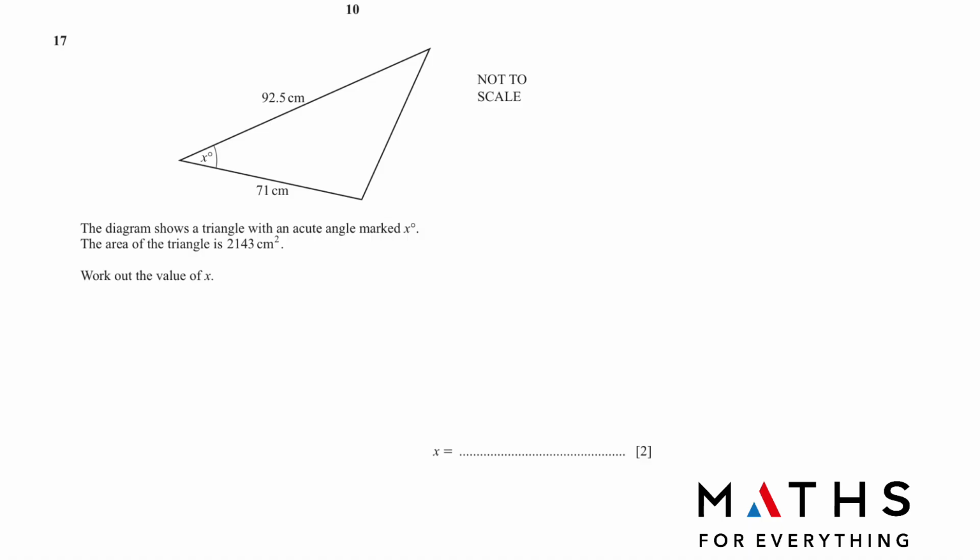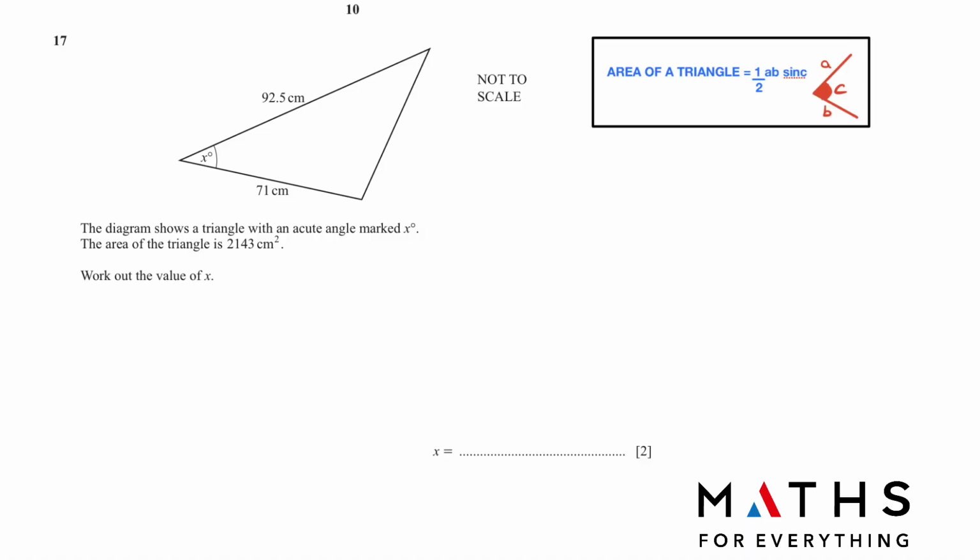So we need to use the formula: area of a triangle is equal to half ab sine C, where a and b are the sides. So half times 92.5 multiplied by 71 multiplied by sine x is equal to the area, 2143. Put the numbers in the calculator without the sine and we will get 3283.75 multiplied by sine x. Shift this to the other side, it will be written in the denominator as it's a multiply.